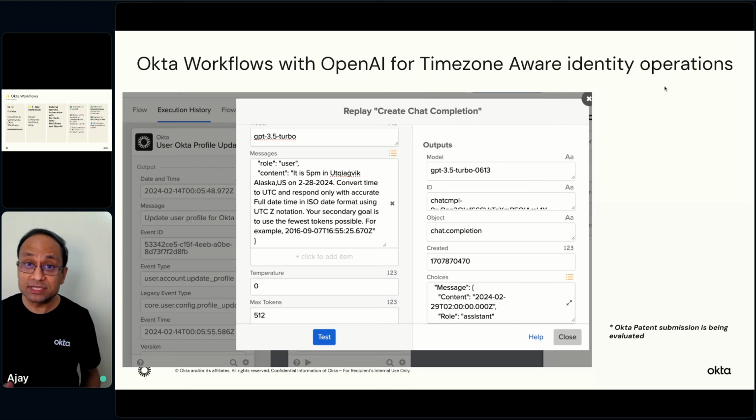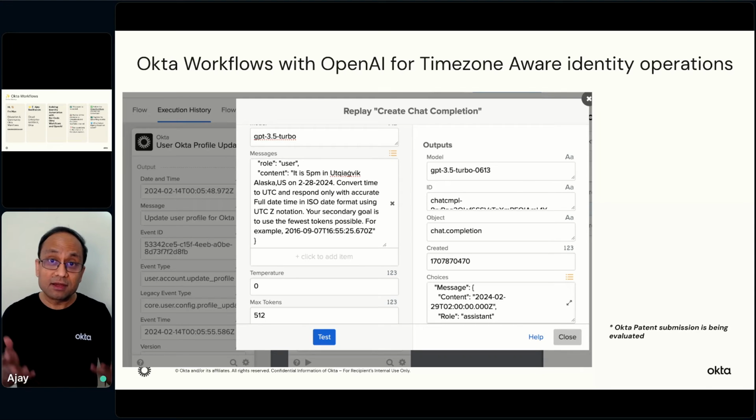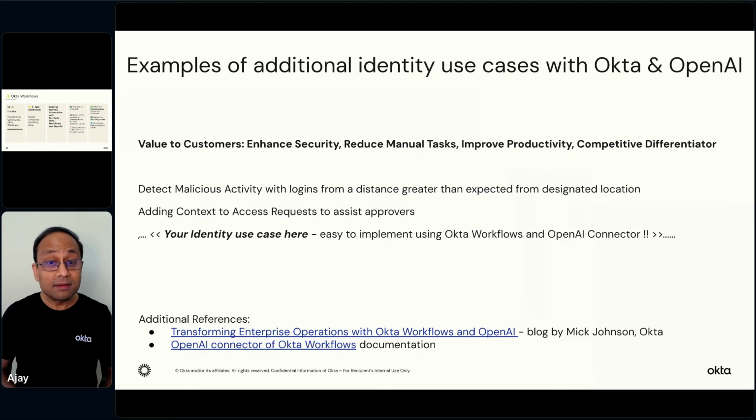This is one practical use case of using Okta Workflows and OpenAI to automate your identity processes. Other examples are detecting malicious activity with logins from a distance greater than expected designated location. So think about what I like to call the traveling executives use case, right? They travel to different places. You want to make sure that you're opening up access when they're on travel to a particular country, but you can get even more fine-grained control and specify a radius.